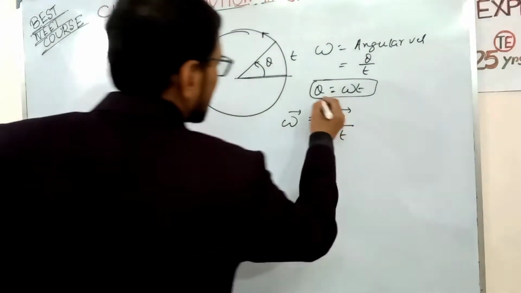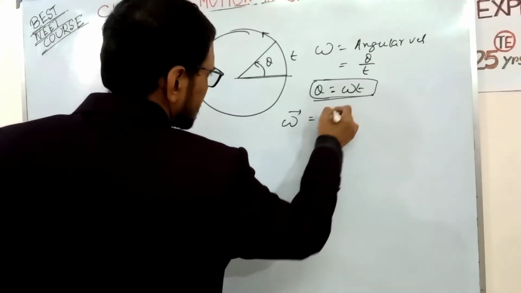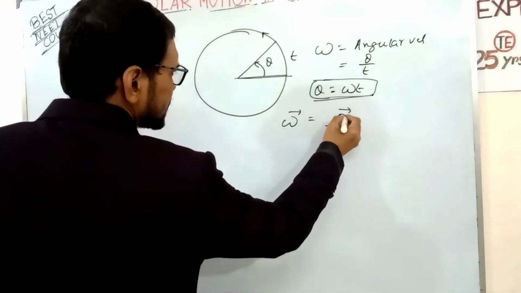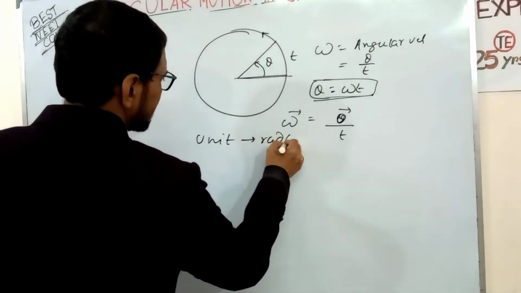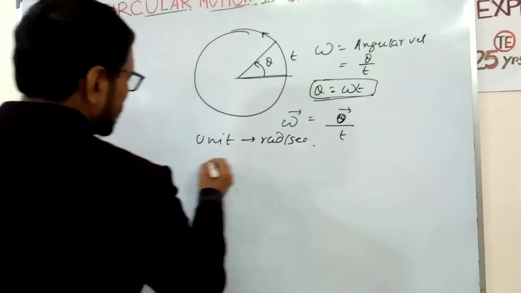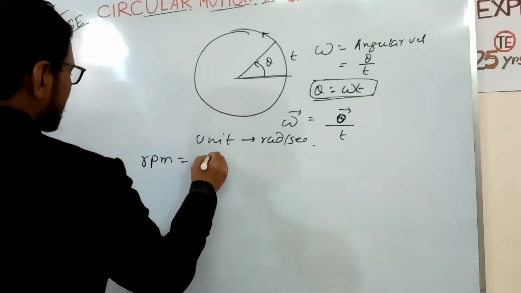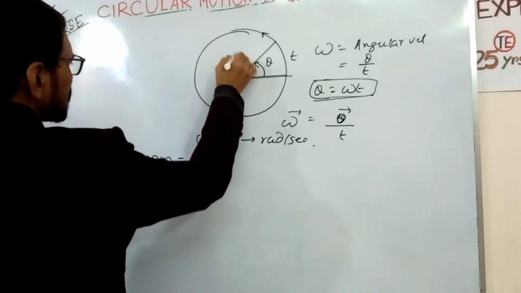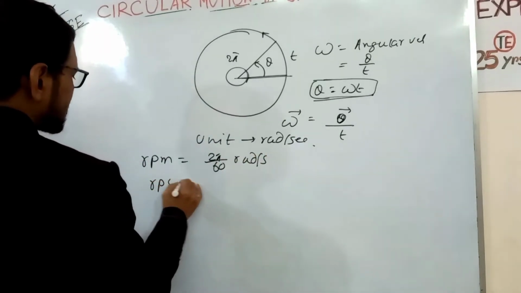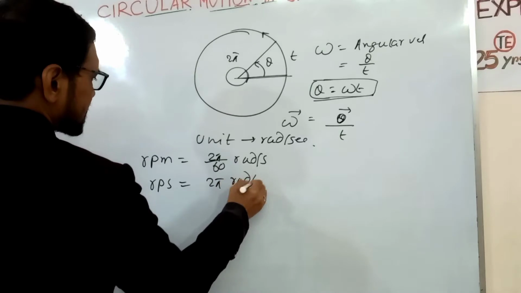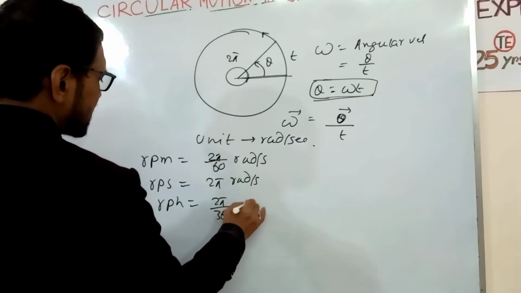So here theta equals omega t, and omega is a vector quantity whose direction is along the direction of angular position. Unit is radian per second. Now what is rpm? rpm means rotations per minute. In one rotation 2 pi angle is produced, so it is 2 pi by 60 radian per second. Also rps is 2 pi radian per second, and rph is 2 pi by 3600 radian per second.